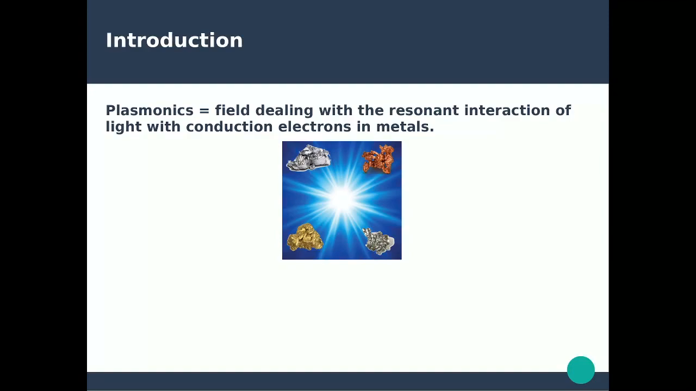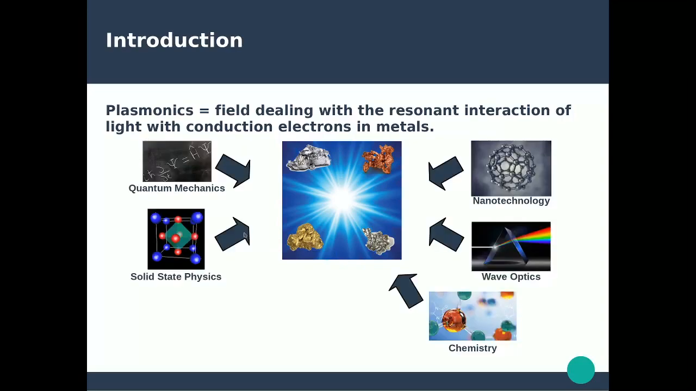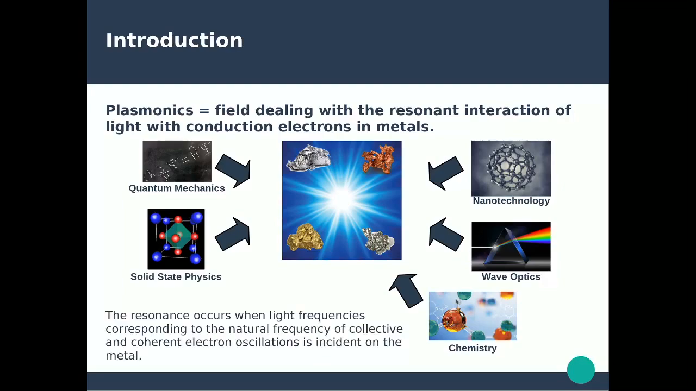So plasmonics is the interaction of light with metals. This is a resonant behavior, a resonant interaction between electromagnetic waves and the conduction electrons in metal, more specifically. Plasmonics is a multidisciplinary field which is at the interface of quantum mechanics, solid-state physics, nanotechnologies, wave optics, and also chemistry. So it's a very rich field, as you will see in the next series of lectures. This resonant behavior occurs when light is at the frequency which is resonant with the natural frequency of collective oscillation of the electrons in the metal.